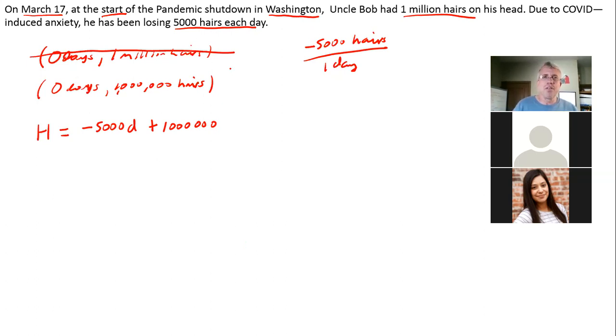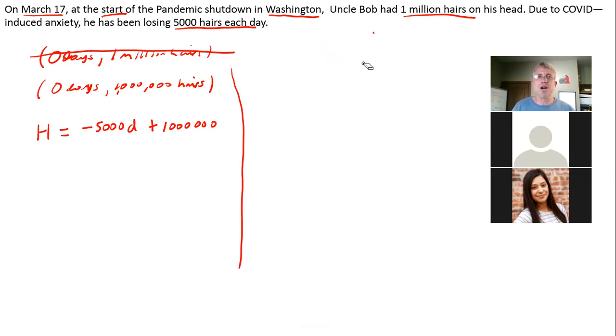You could give another legit model for this. You could say, if I'm losing 5,000 hairs per day, you could do fraction of your hair lost. Negative 5,000 hairs per, what'd you start with? 1 million. Now you know the fraction of your hair you're losing each day. It's still a rate of change.